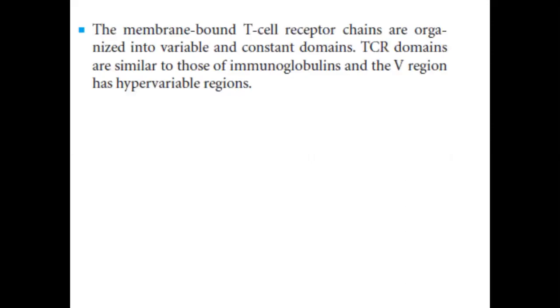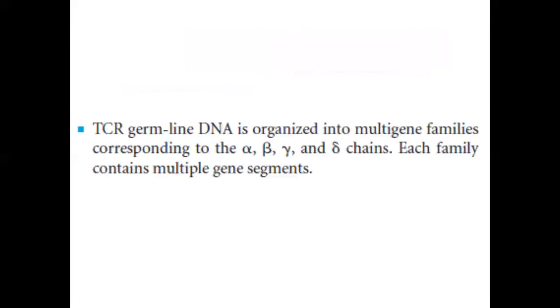So the membrane-bound T cell receptor chains are organized into variable and constant domains. Similar to immunoglobulins, the TCR domains are similar to those of the immunoglobulins, and the V region is a hypervariable region. So the TCRs and immunoglobulins are almost similar. And the TCR germline DNA is organized into multi-gene families corresponding to the alpha, beta, gamma, and delta chains of TCR. Each family contains multiple gene segments that you can see here.